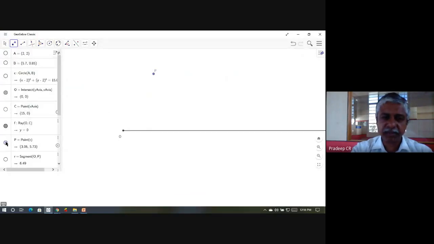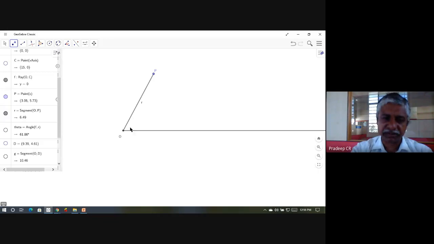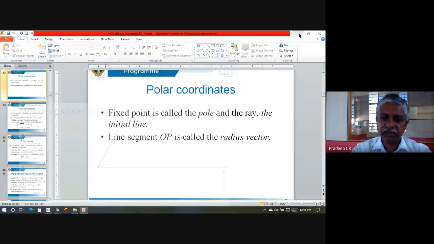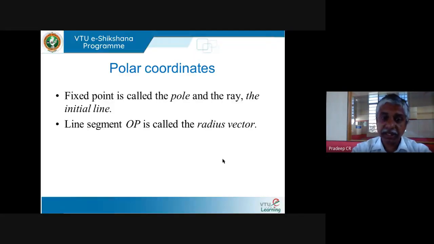See this, if I take a point, then this R is called the radius vector. Actually, it's a vector starting from O, ending at P. And this angle is the polar angle. So radius and angle, these two things will define the point. This is what I wanted to explain. So these are the terms we'll keep using. The fixed point is called the pole, and the ray is called the initial line or initial ray. And the line segment OP, the vector starting at O, ending at P in the OP direction, is called the radius vector. We will use these terms often.